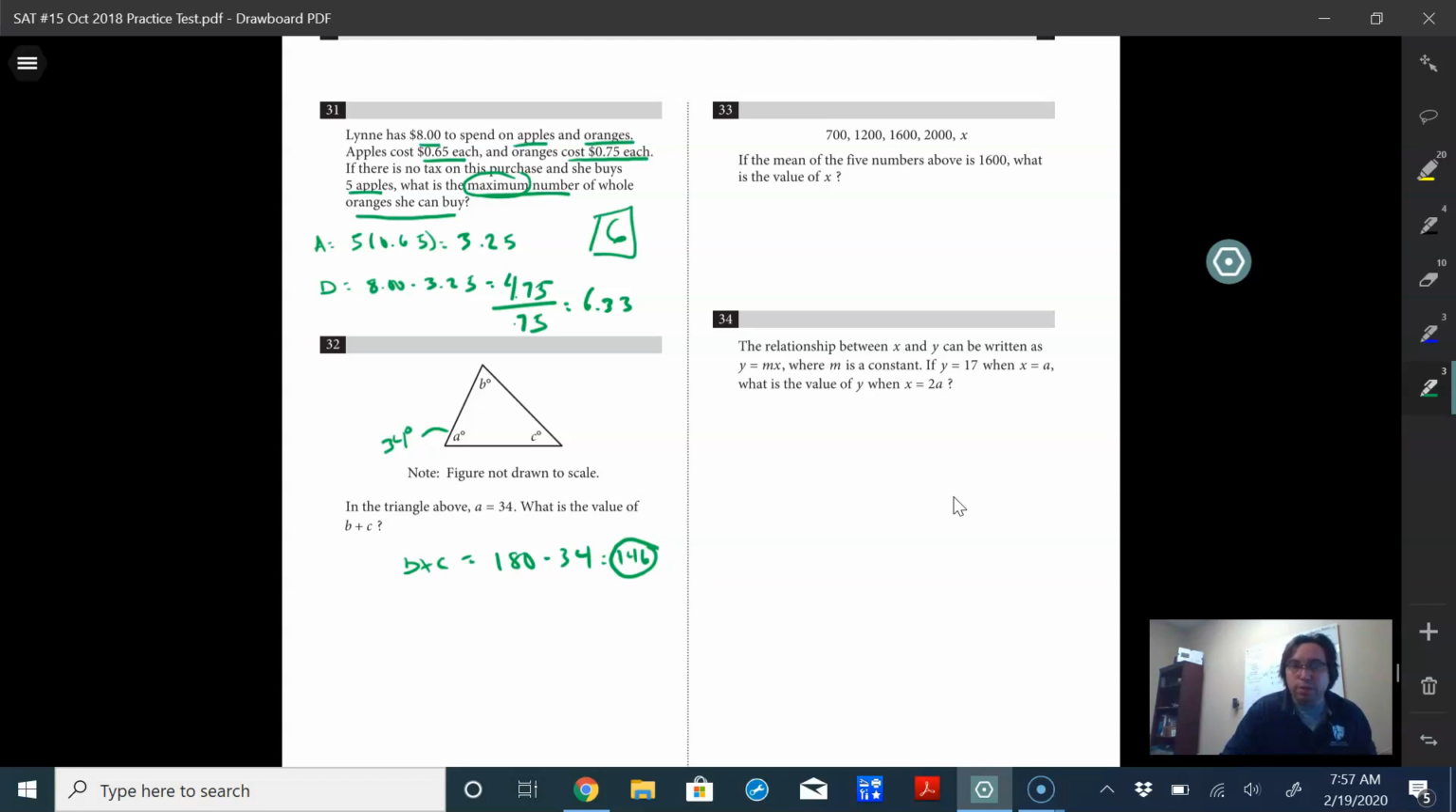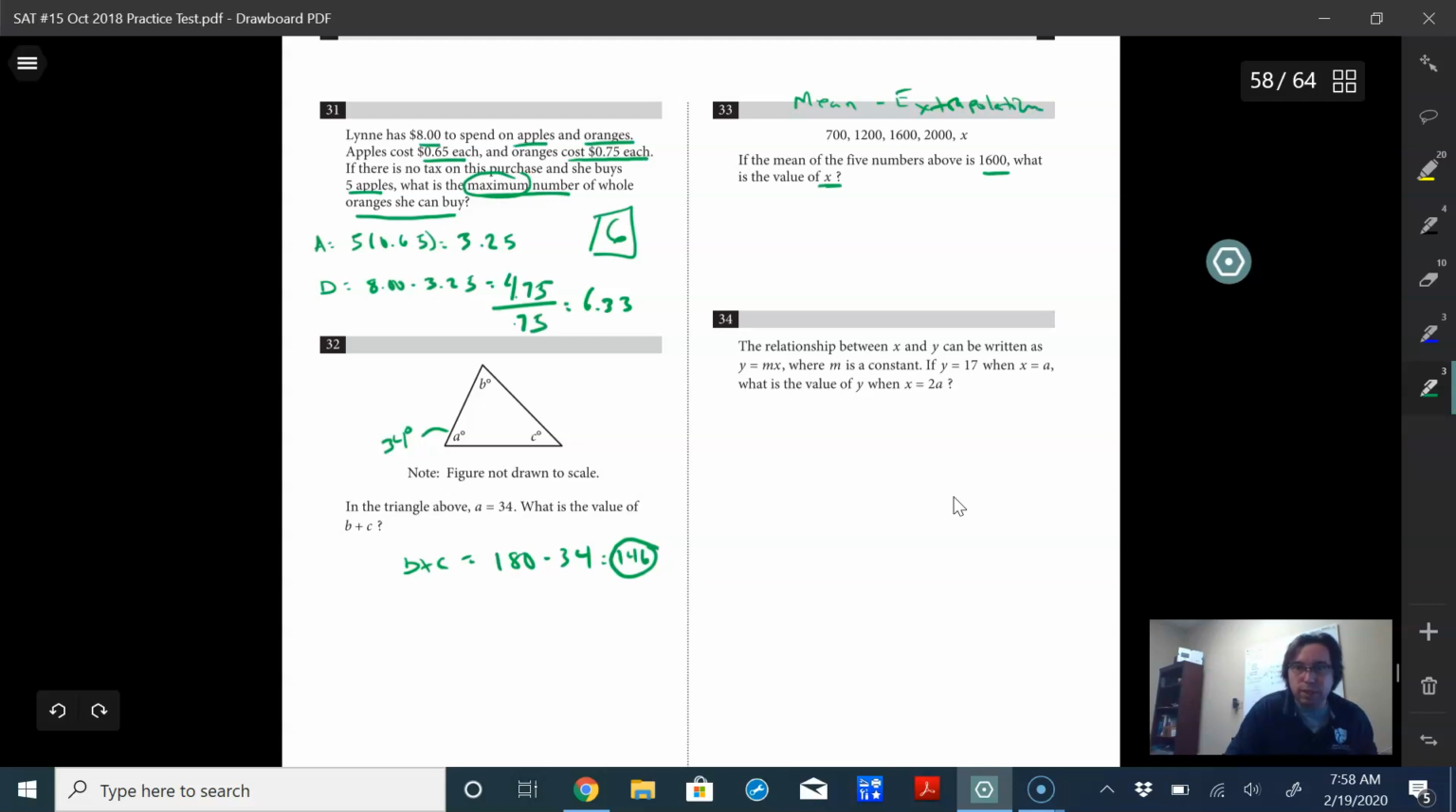Okay, number 33. It says if the mean of the 5 numbers is 1600, what is the value of x? If we know the mean of these, this is specifically what we call an extrapolation problem.